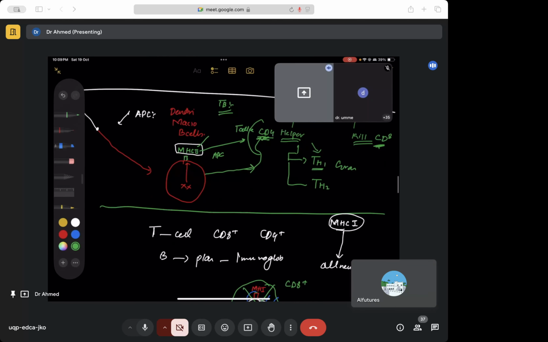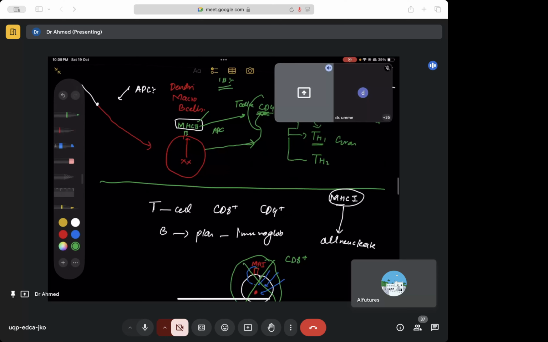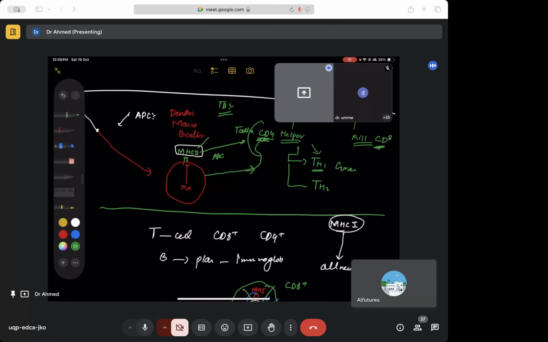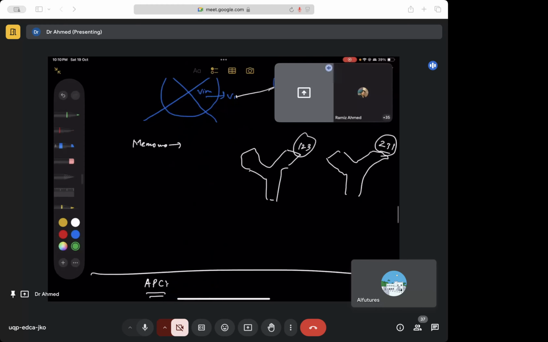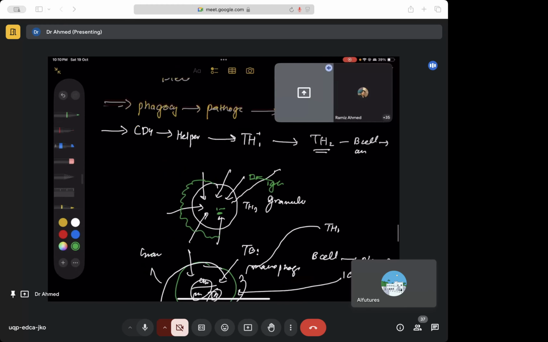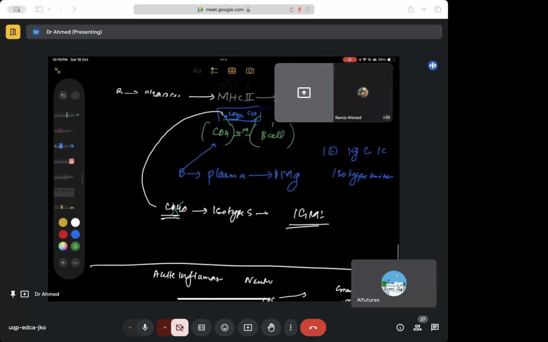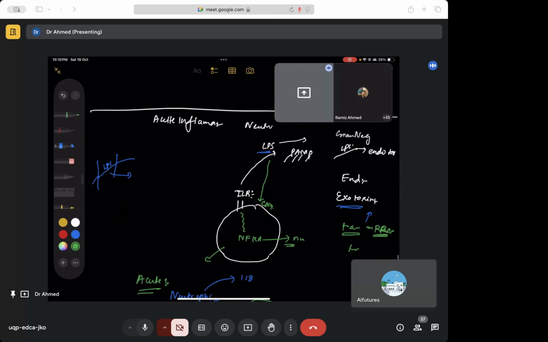MHC class 1 is present on which kind of cells? Nucleated cells. If a person is missing MHC class 1, which cells are going to destroy them? Natural killer cells. NK cells, perfect. Okay, antigen presenting cells, MHC 1 and 2.